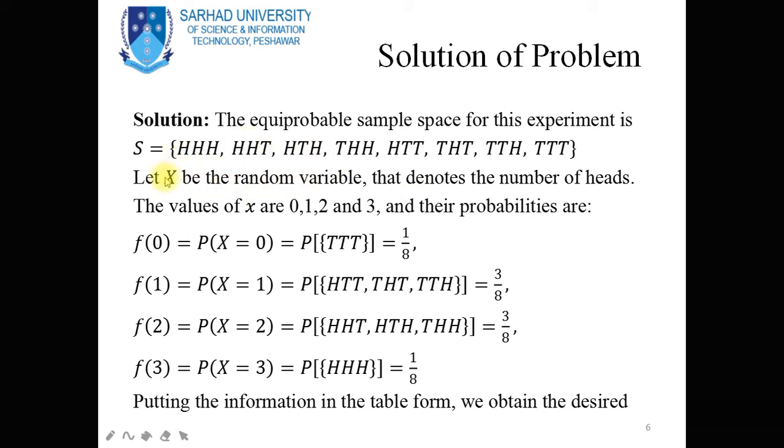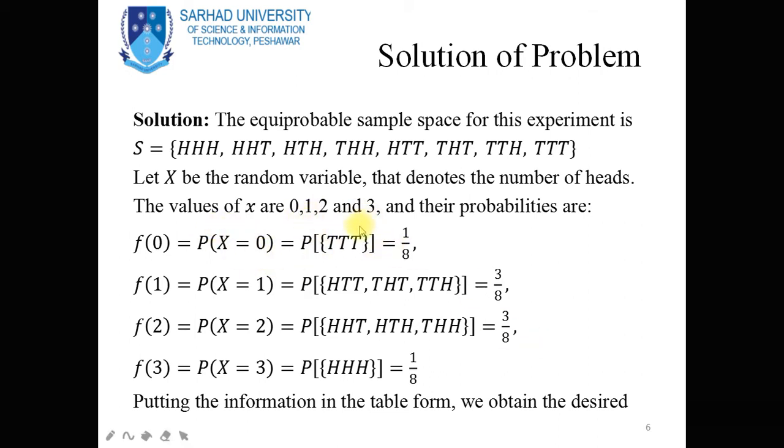Now you see over here, this X may be 0, the number of heads may be 0, the number of heads may be 1, the number of heads may be 2, and the number of heads may be 3. These are the possible numbers of heads in this sample space. Now X is equal to 0 means that the number of heads is 0. So the probability distribution function f of 0, which is denoted as the probability for the random variable X equal to 0. Now X equal to 0 means there is no head.